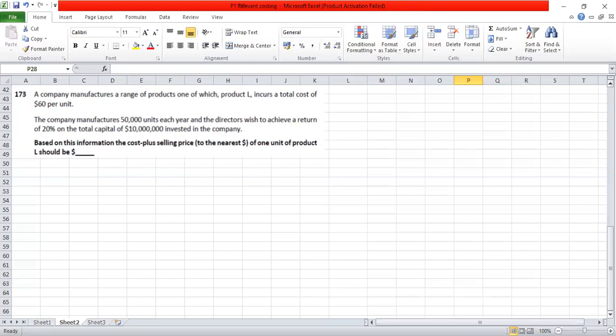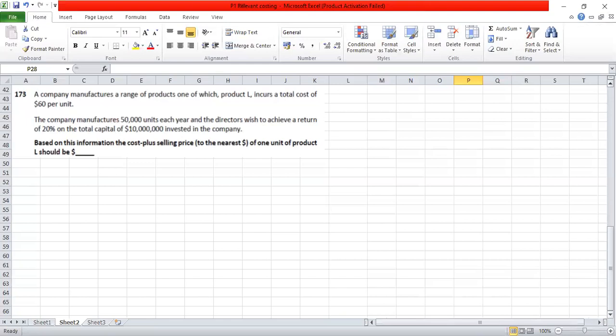Okay. Question number 173. A company manufactures a range of products, one of which, product L, incurs a total cost of $60 per unit. The company manufactures 50,000 units each year, and the directors wish to achieve a return of 20% of the total capital of 10 lakhs invested in the company. Based on this information, the cost plus selling price of one unit of product L should be. Okay, the company manufactures 50,000 units. 20%. Okay, this is simple.